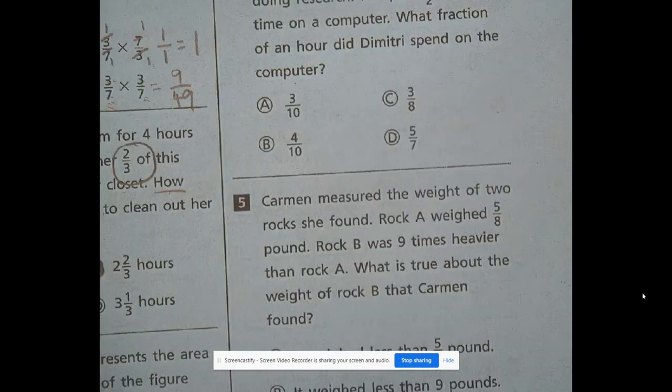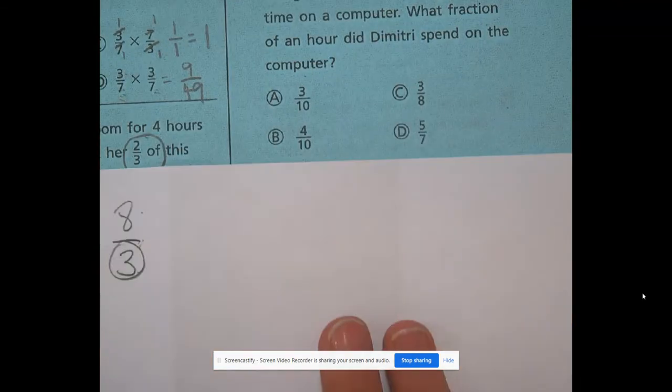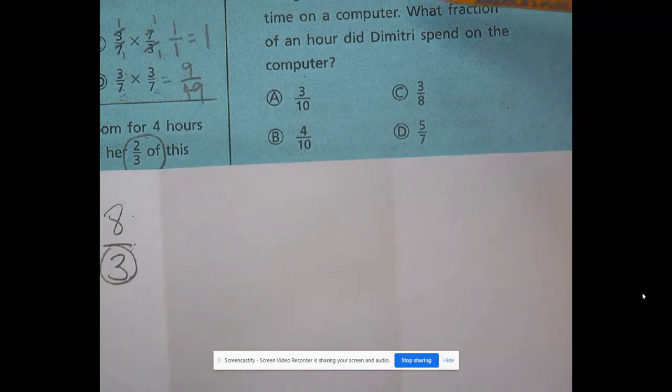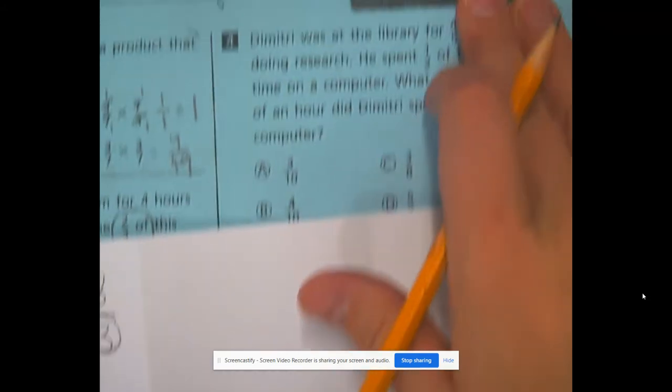Okay? All right, Dimitri was at the library for 4/5 hours doing research. He spent 1/2 of this time on a computer. What fraction of an hour did Dimitri spend on the computer? What do we need to find out?